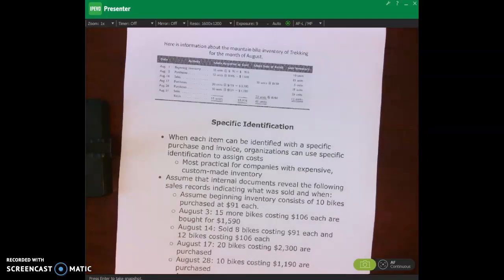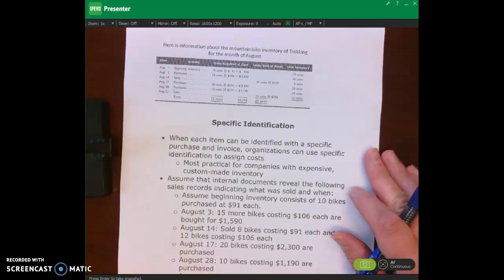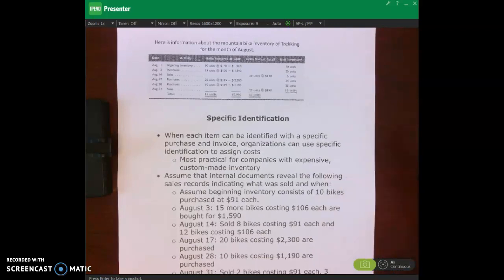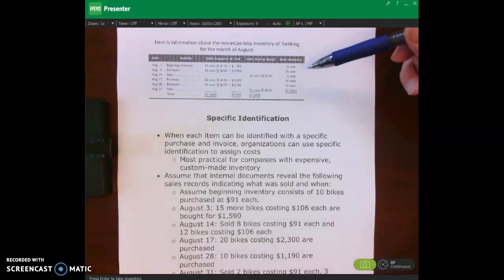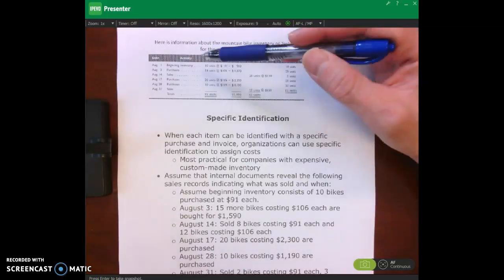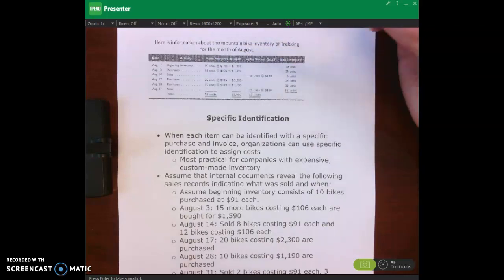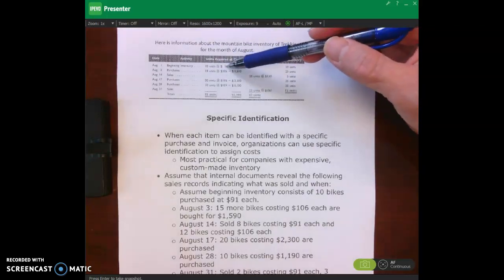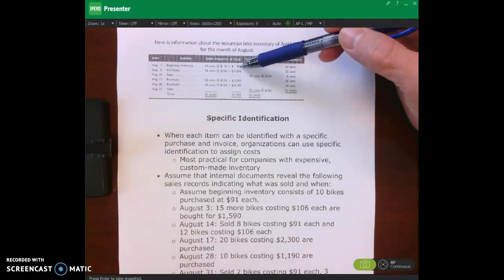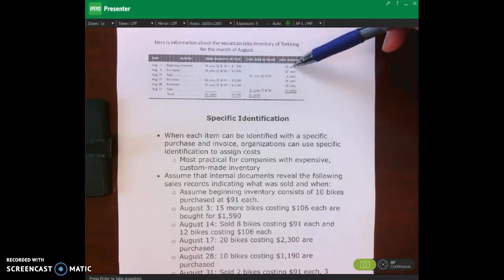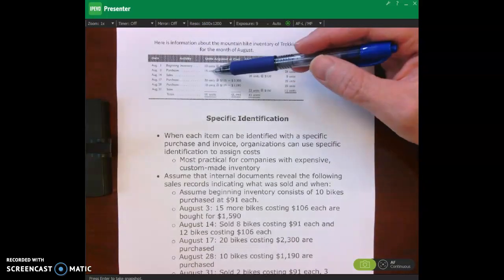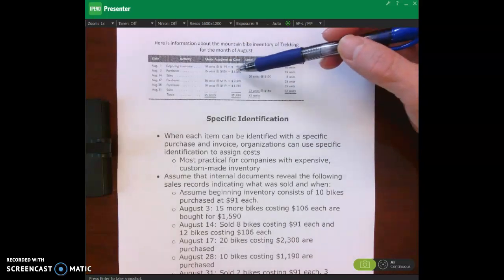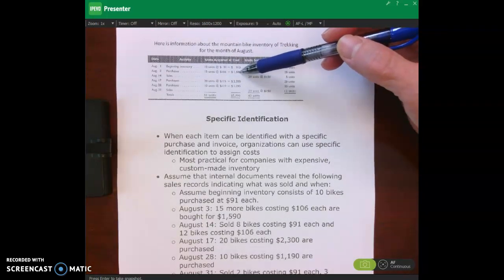All right. So here's some information about our mountain bike inventory of Trekking for the month of August. I'm at the top of page 120. So it says August 1st, beginning inventory. We have 10 bikes that we purchased for $91 a bike. So that means our inventory cost is 10 times 91, $910. And then we have our units inventory, 10 units. On August 3rd, we purchased another 15 units at $106 each for $1,590.